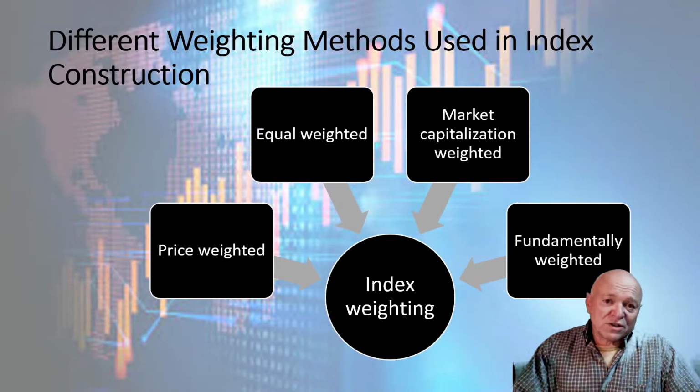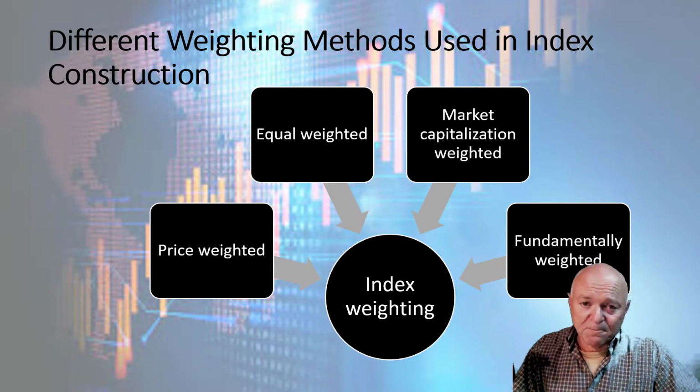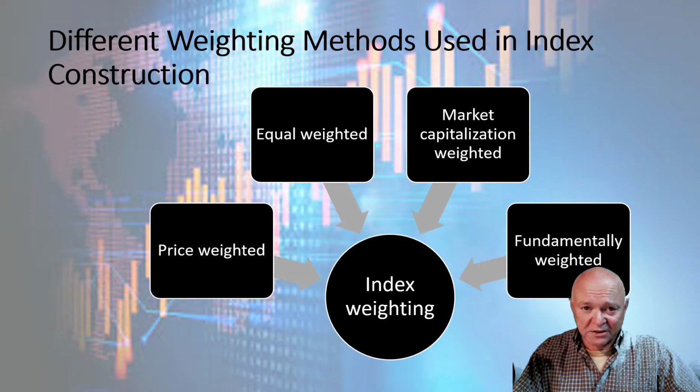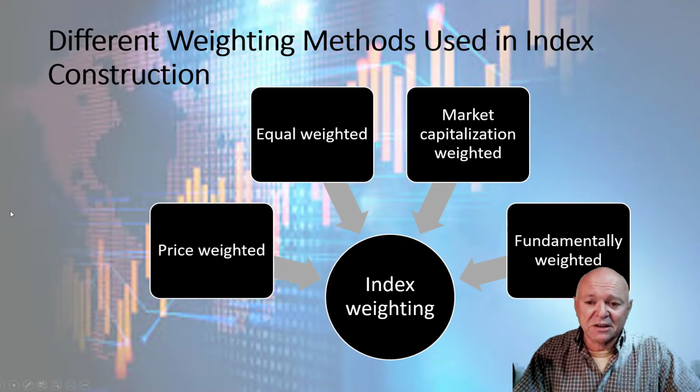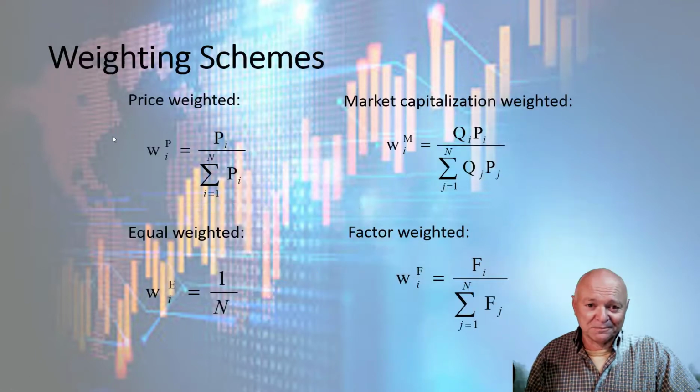There are different ways to construct an index or to weight an index, and the four most commonly used are the ones we're going to look at in the next couple of minutes. The most commonly quoted ones are market capitalization weighted, but we also have at least one very famous price weighted index. We have equal weighted indices that are used for markets that are complicated, and fundamentally weighted for certain strategies. We'll take a look at those one at a time.